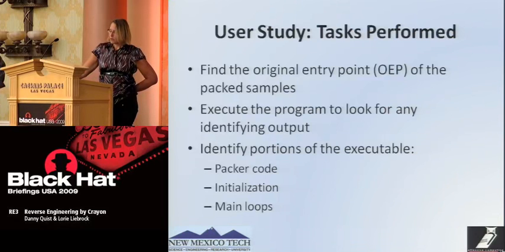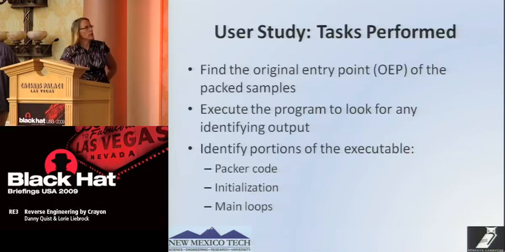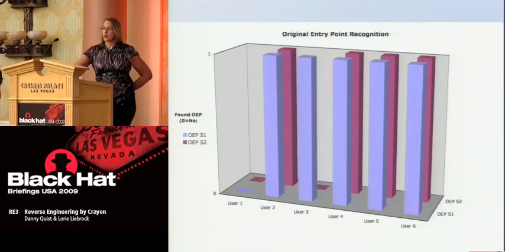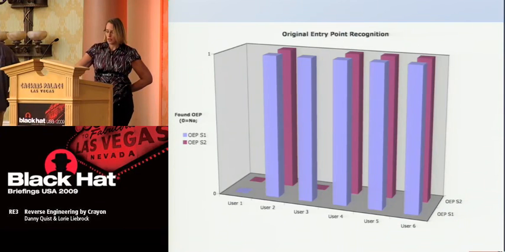So they're looking at the same series of tasks that Danny has talked about, like finding the OEP and things like that. So we asked them about the efficacy of the visualization tool for each of the examples, and here were the tasks they were specifically supposed to perform. The first one, of course, is to find the OEP, find that entry point and be able to identify it or not. Then look for, after the execution, the packer code, the initialization, and the main loops in the executable.